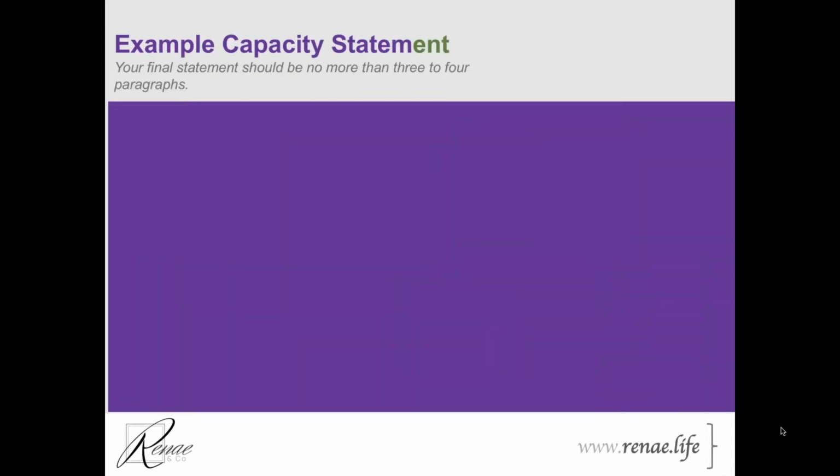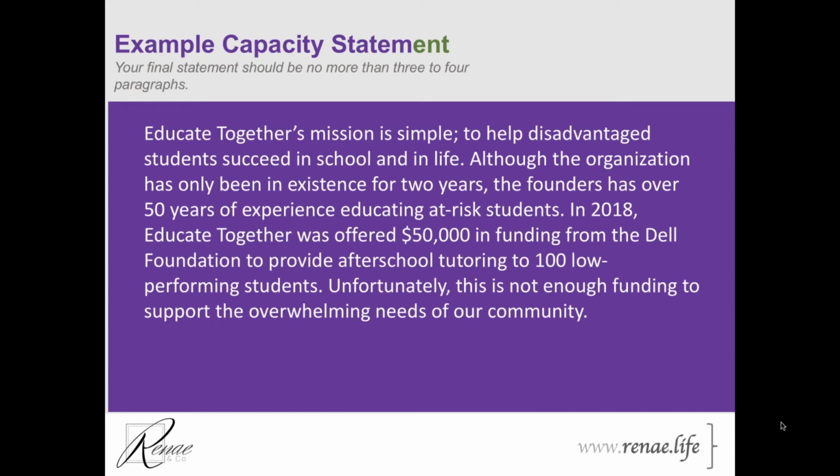Now let's look at an example of a capacity statement. Again, just like your needs statement, your capacity statement should be no more than 3 to 4 paragraphs, if that. In this capacity statement, it's about a fictional organization called Educate Together. Educate Together's mission is simple: to help disadvantaged students succeed in school and in life.